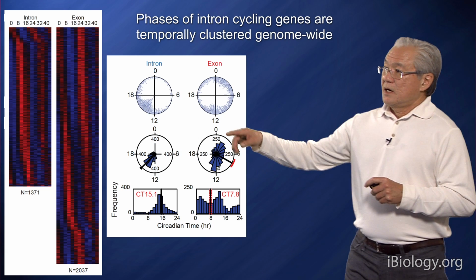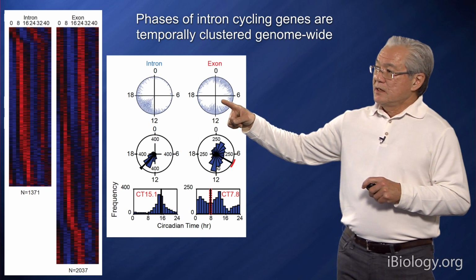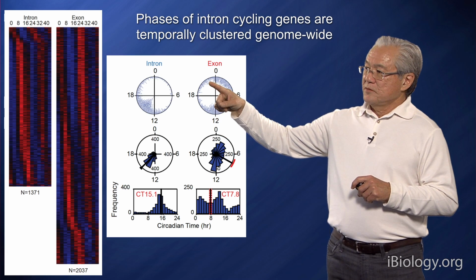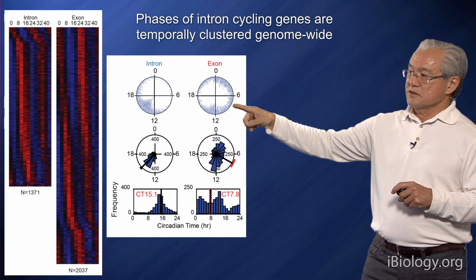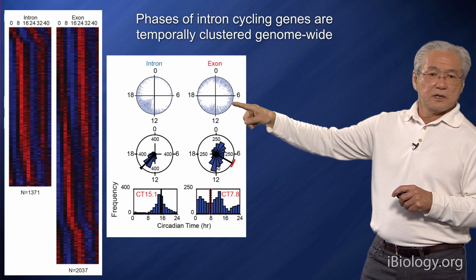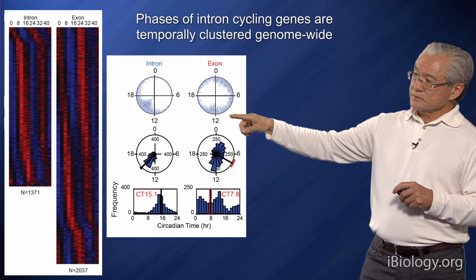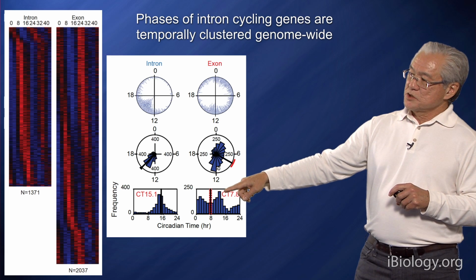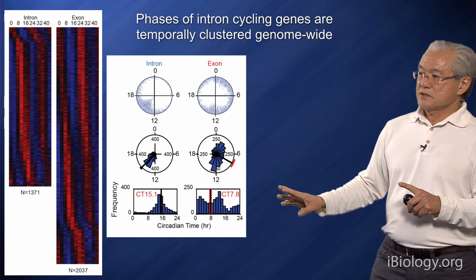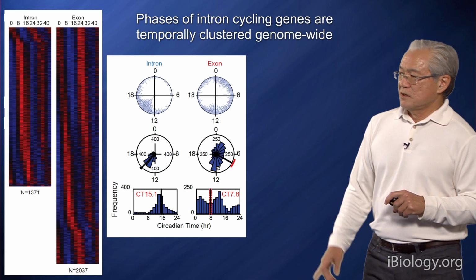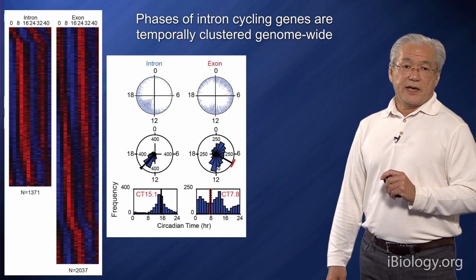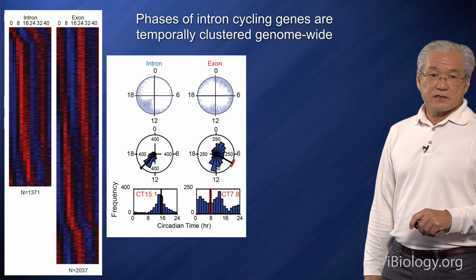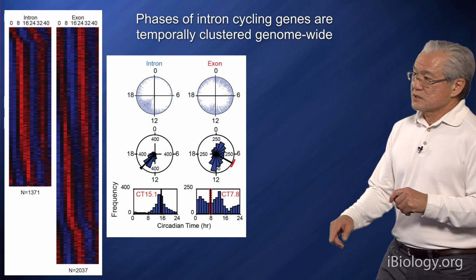Okay? Now, the exon cycling genes are distributed in time throughout the day. This is a phase plot of the peak of those rhythms. And you can see that the peaks are really spread out to many phases. And this is what we saw over a decade ago with microarray experiments, which of course are interrogating mainly exon RNA sequences.